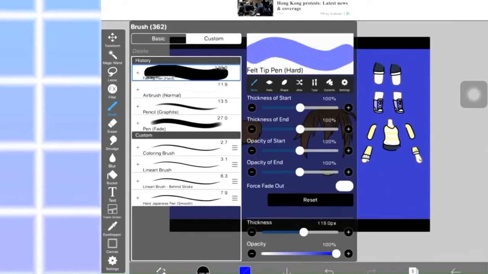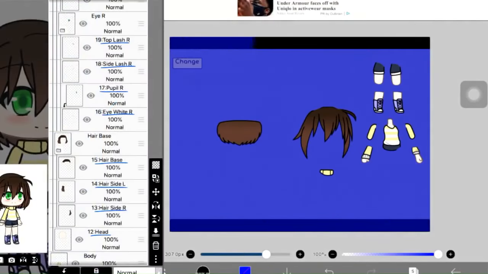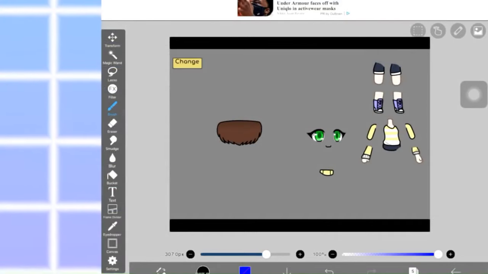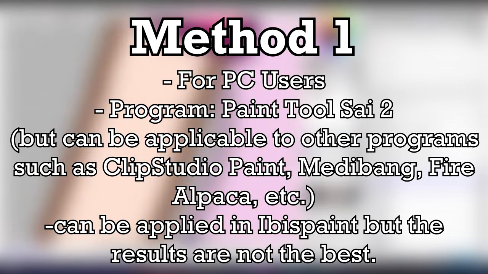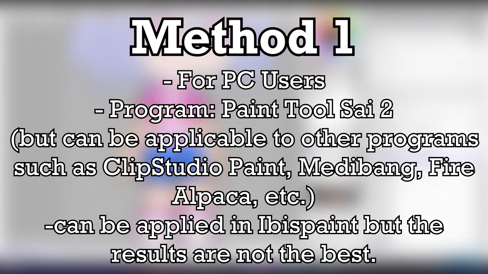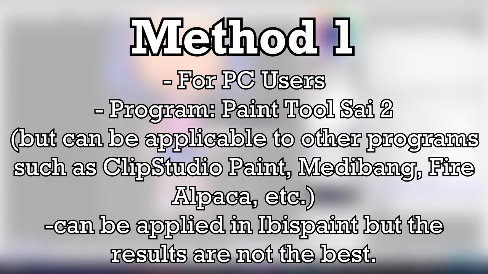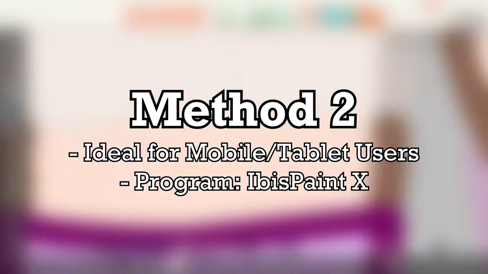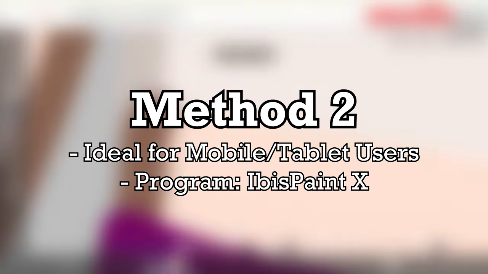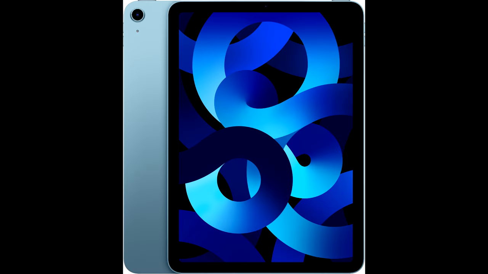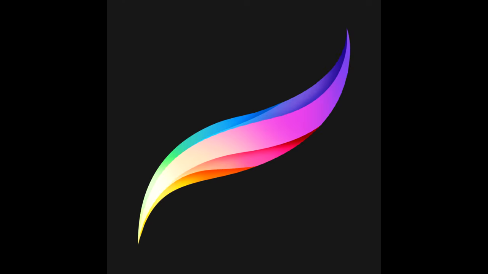In the previous model making tutorial, I only explained it with Ibispaint. So in this tutorial, I'm going to be showing you two ways of making a model. The first method will apply to PC users. I myself am a PC user and I use Paint Tool Sai 2 for most of my models, but this can be applied to any drawing program that you have on your computer. In the second method, we're still going to be using Ibispaint, since I'm assuming that's what most mobile users use. Unless you're an iPad kid, you probably use Procreate.